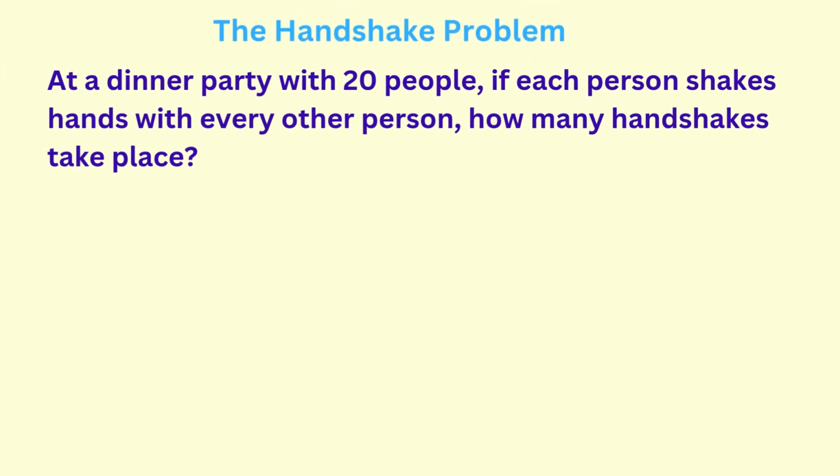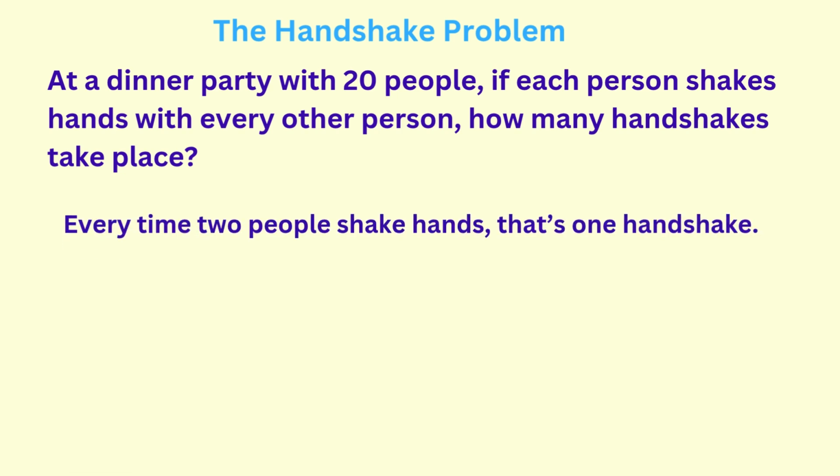Let's solve a classic and elegant math problem that's often called the handshake problem. At a dinner party with 20 people, if each person shakes hands with every other person exactly once, how many handshakes take place? Here's how we think it through. Every time 2 people shake hands, that's 1 handshake. So we're not counting how many handshakes each person makes. We're counting the unique pairs of people who shake hands.